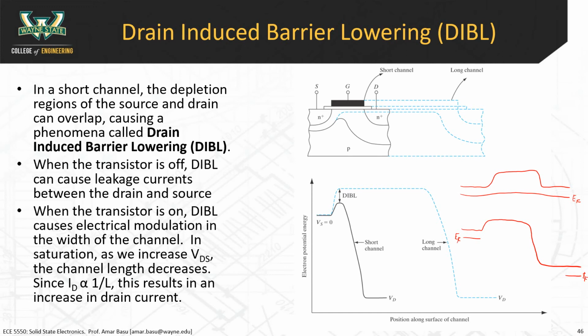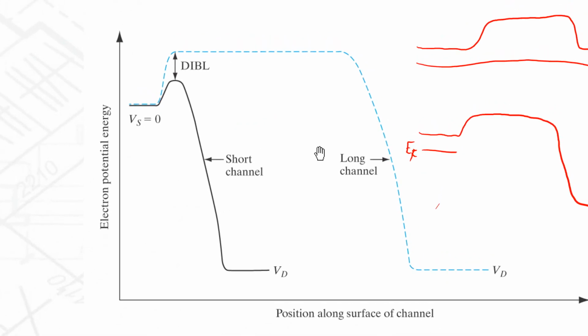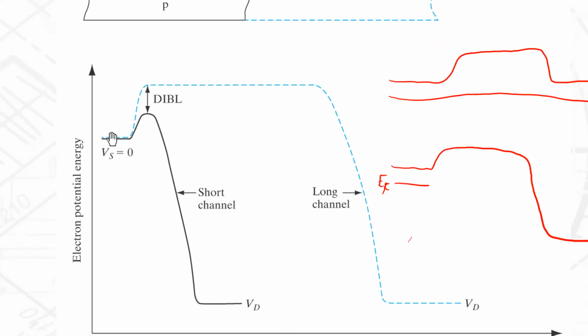And so the band diagram looks more like that. And that's what's being shown in this plot here from the book. If you don't have drain-induced barrier lowering, the electron potential energy looks like this, the dotted blue line, the long channel. All right, and you notice that there's this barrier here.